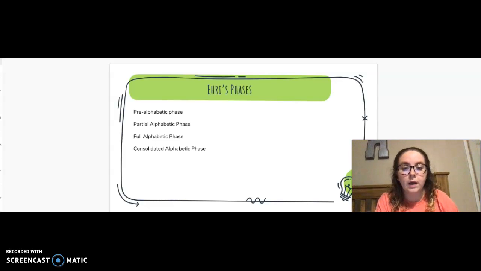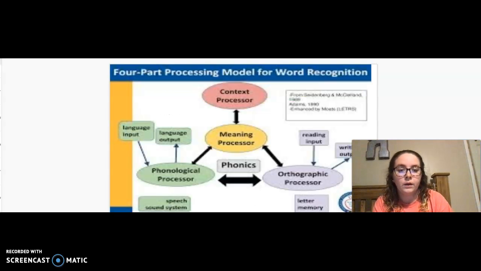Then you next have the partial alphabetic phase. That's when students know some of the alphabet, so like they know the alphabet song, but they don't understand what each letter means or represents. Then you have the full alphabetic phase, and that's when they usually learn how to make letter-sound correlations, and they begin to decode unfamiliar words. You then have the consolidated alphabetic phase, and they use their knowledge of this to make larger blends and decode and understand those words.